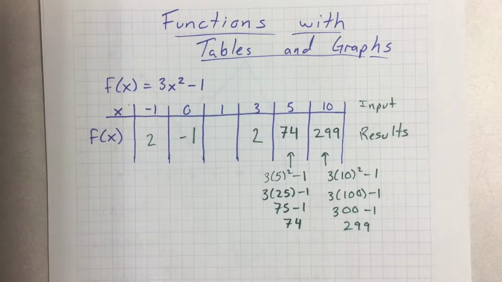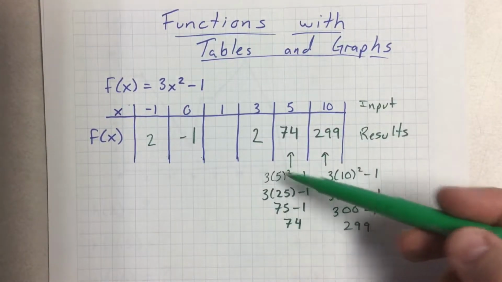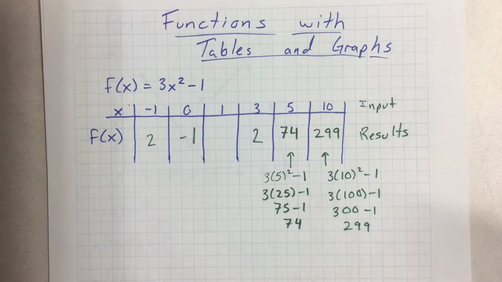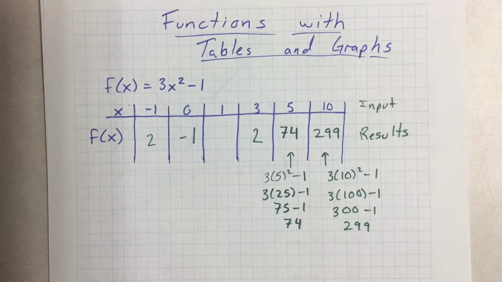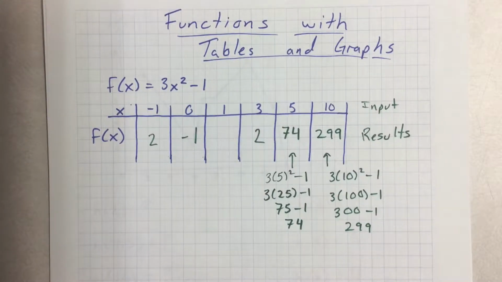Alright, so how'd you do? So we placed 5 in, let the function manipulate that number, we get 74. Place 10 in, let it manipulate the number, and we get 299. It's not bad, it's just kind of the same thing over and over again.